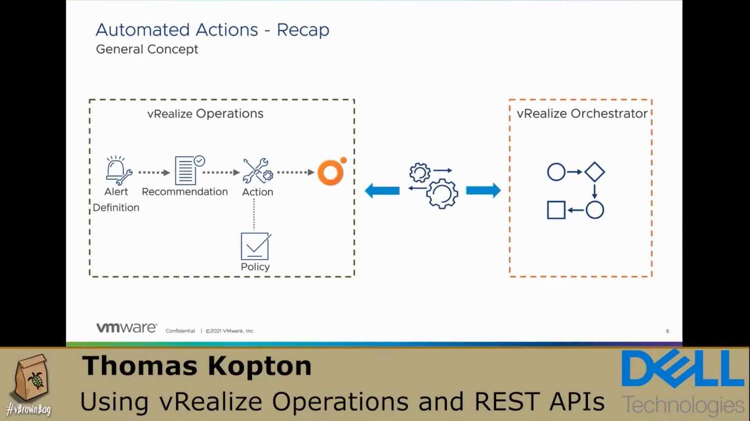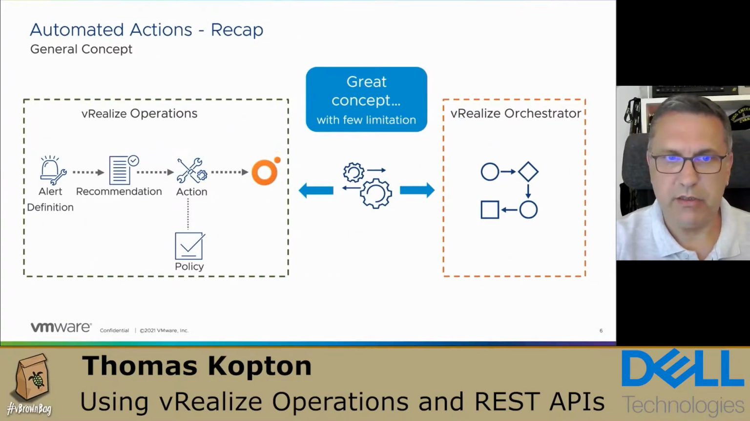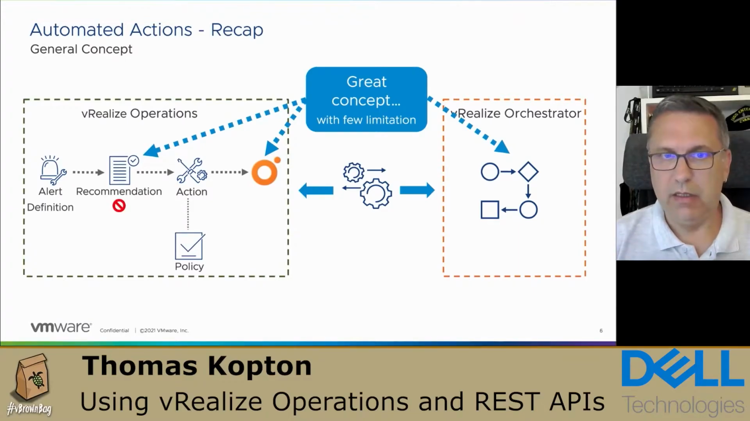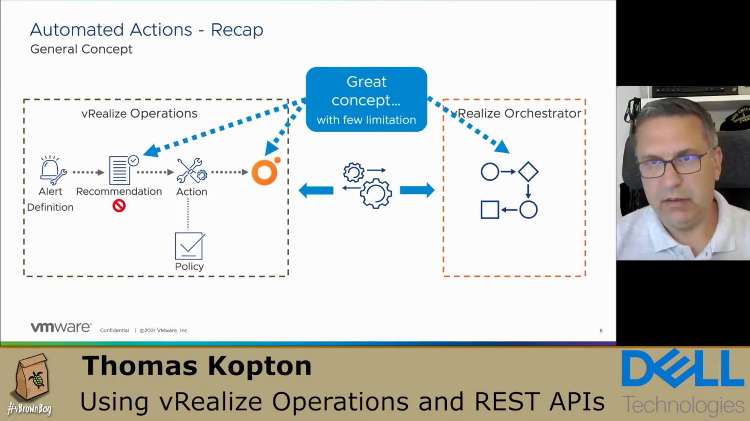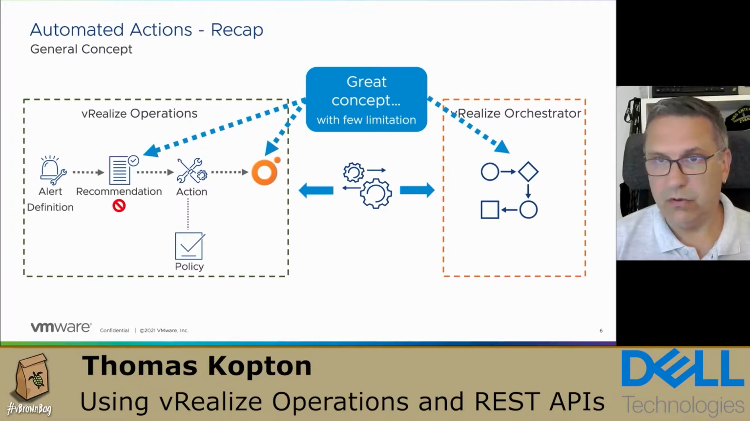So at the end, the alert is being triggered, the recommendation is being processed, the action is being executed, and a workflow runs and does something for you in an automated way. And this is a great concept with a few limitations. And the first limitation is the recommendation. So the recommendation itself is being triggered on alert open event. So there is no recommendation for alert close or alert update, which in many use cases is fully sufficient, but maybe not in your use case.